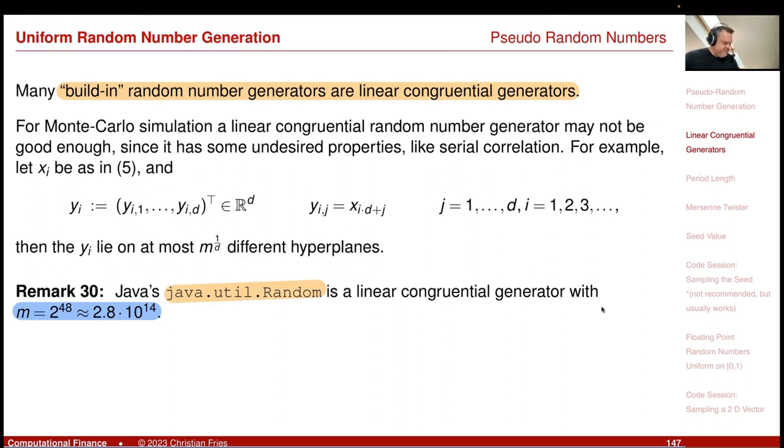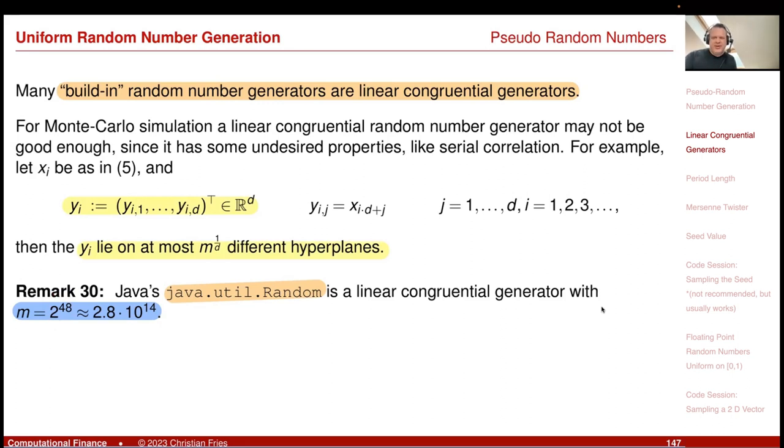These generators have some negative properties. They are simple, but they're not that good. For example, you can look up the result that if you use this generator and then generate a d-dimensional vector from it using our algorithm of populating each component after the other, then this yi lies on at most m to the power of 1 divided by d hyperplanes. So that means if you, for example, choose d a bit larger, only a bit larger, you can see that you have quite few hyperplanes.